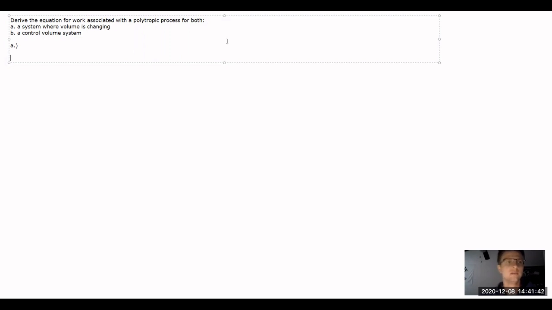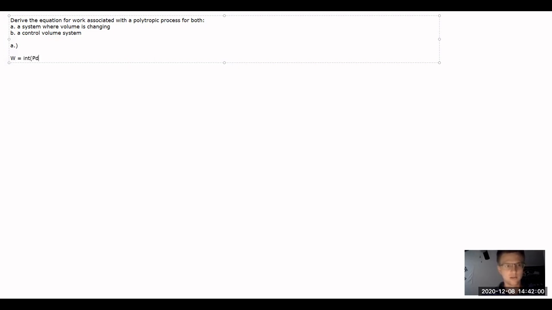Okay, so today we are going to derive the equation for work associated with a polytropic process for a system where the volume is changing, and B, a control volume system. So to start out, we're just going to write out our definitions of work and the polytropic process.